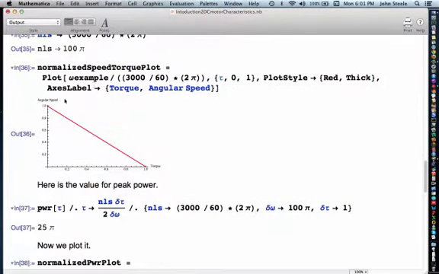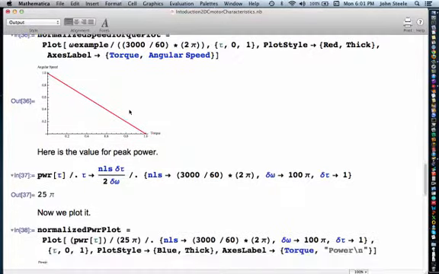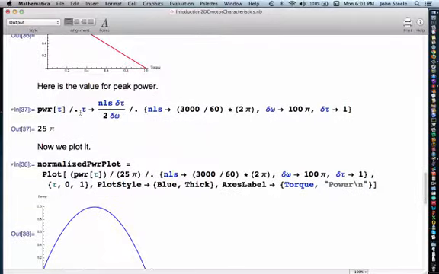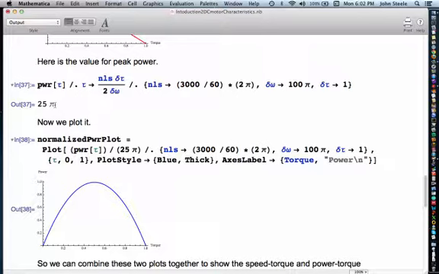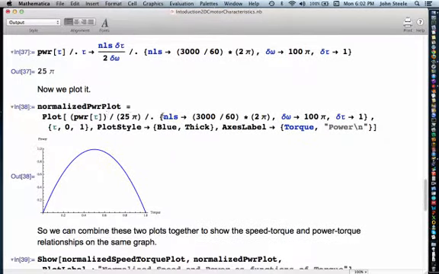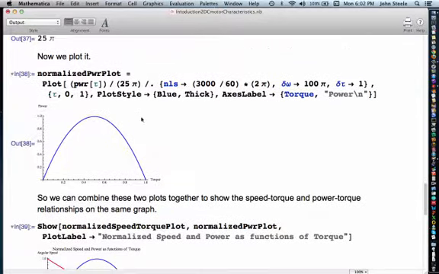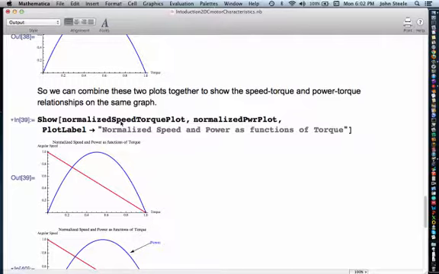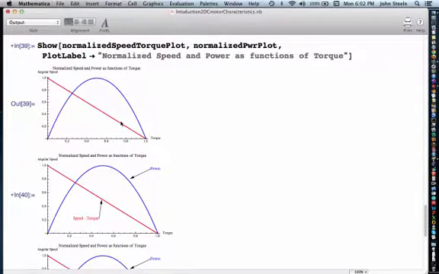Okay, so here's that speed torque curve normalized now. Okay, and we use the peak power to calculate the power at peak, 25 pi. Okay, and so we can take the power calculation as a function of tau and divide it by 25 pi, and that's going to normalize the power curve. So again, note that the peak power now is 1, and last but not least, we can normalize these plots.